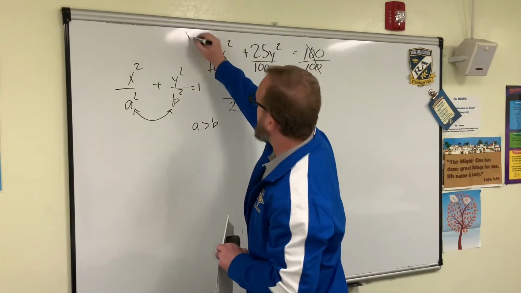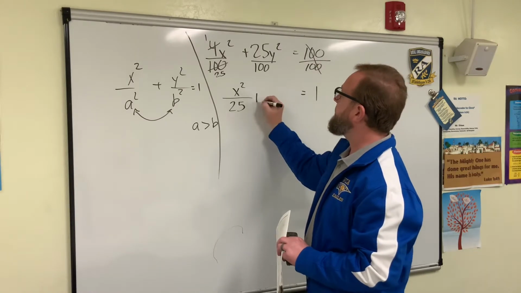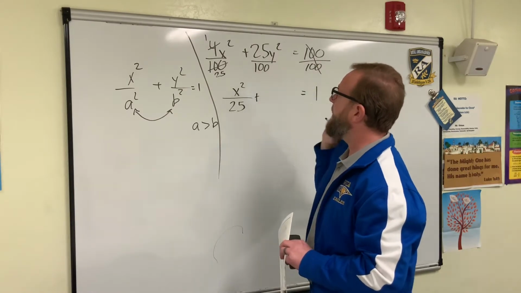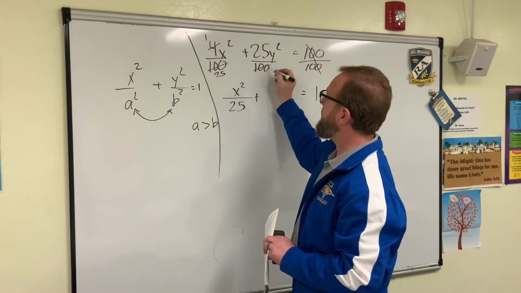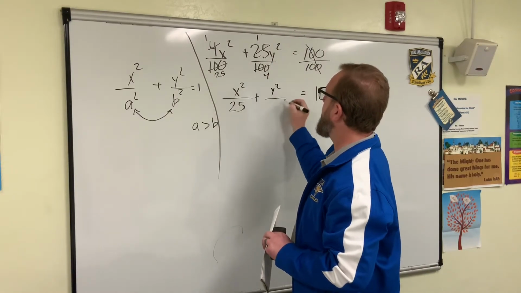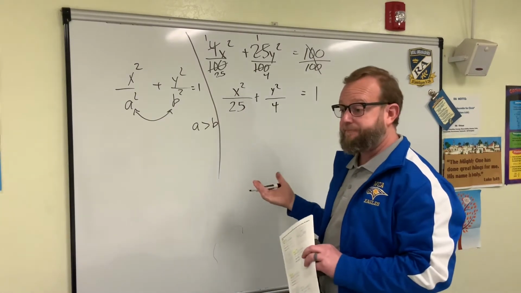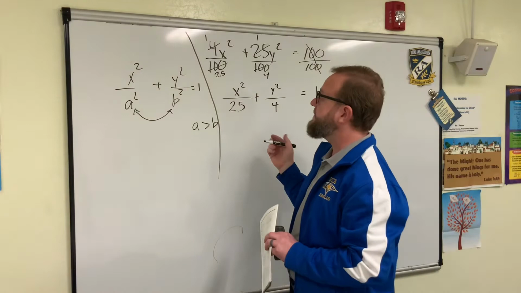All right, let's put a line here to separate the two. And then I need a plus there. So 25 and 100. 25 goes into 100 4 times, and 1. So y squared over 4. Now which number is bigger? The 25 is the bigger one.